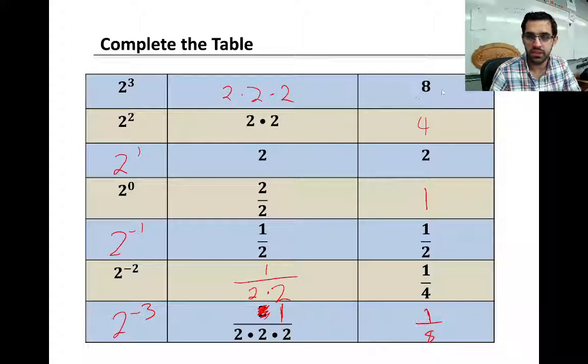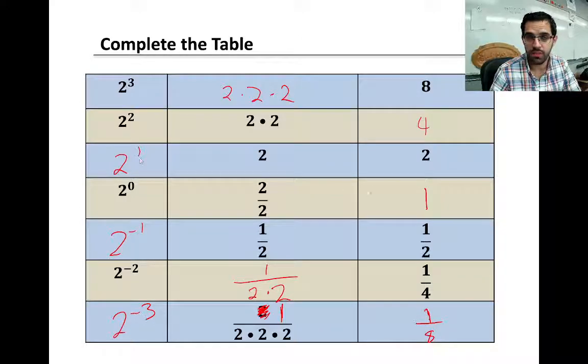If I take 8 and divide it by 2, I get 4. In the middle column, that means I get rid of one of the 2's. Divide 2 by 2 by 2 by 2, I have only 2 twos left. In the first column, it means we subtract 1 from the exponent. In the next row, to go from 4 to 2, we divide by 2. In the middle column, that means we have 1 less 2 being multiplied. In the first column, we're subtracting 1 from the exponent.